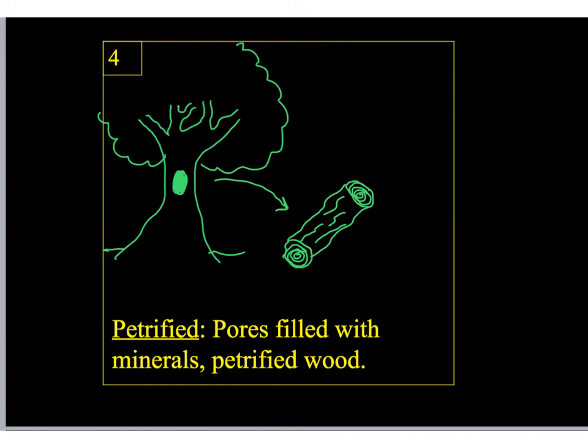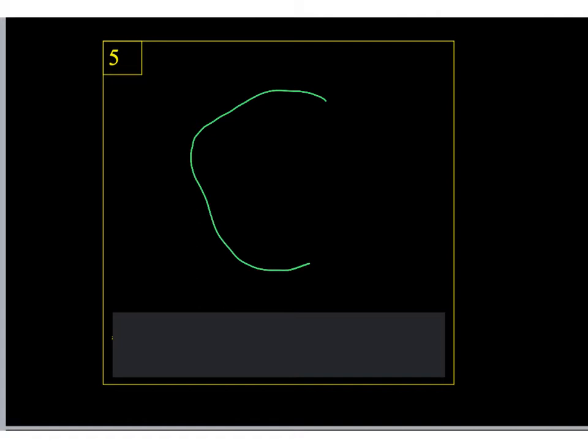Now we've got amber. And for amber, we're going to start off with kind of an odd shape, kind of not quite a circle. Draw whatever you feel. And what's cool about amber is inside of it, you can get insects.